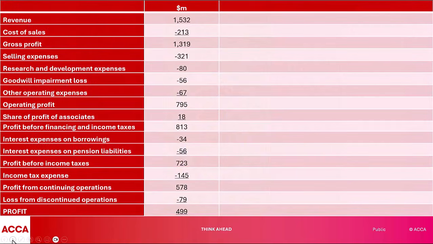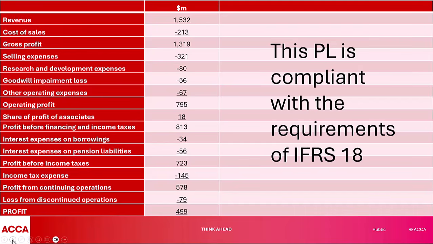Now, this profit and loss account that I'm showing you now is an example of a profit and loss account that is compliant with the requirements of IFRS 18. You don't have to use the exact wording. You can see there's a cost of sales, 213. If it's a service company and they're not buying and selling goods, you wouldn't have cost of sales. It wouldn't be appropriate to have cost of sales. So let's have a look why it's compliant with IFRS 18.